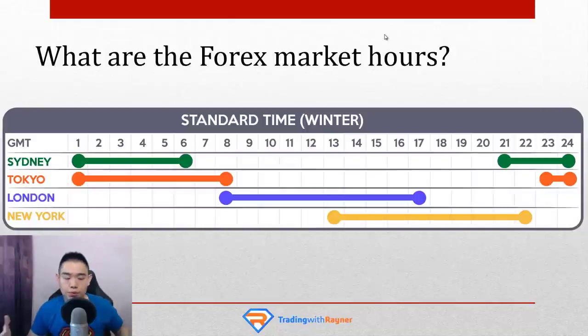I would say it's useful to know what time a certain forex market session opens or closes in your particular time zone. And some of you might be wondering, hey Rainer, how do I know whether it is a winter or summer period? Simple, just Google. If you Google, then you know whether it is now standard time or daylight savings time. I'm not going to put that down here because it really depends on the time of the year.